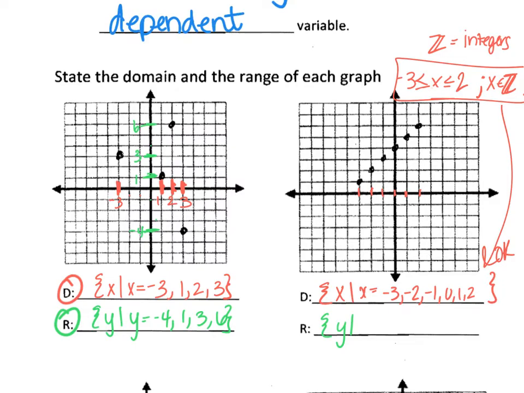What is my range? From 1, 3, 4, 5, and 6. So y equals 1, 2, 3, 4, 5, and 6. Okay. So that was my domain and range for discrete points, and they're just a list of numbers.